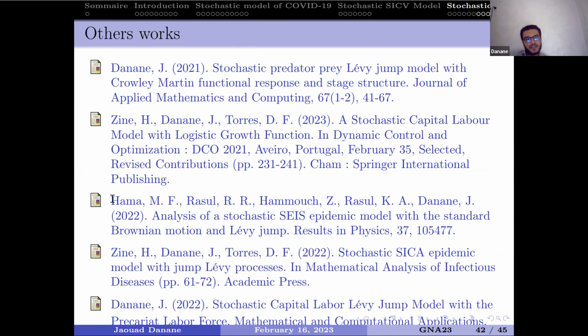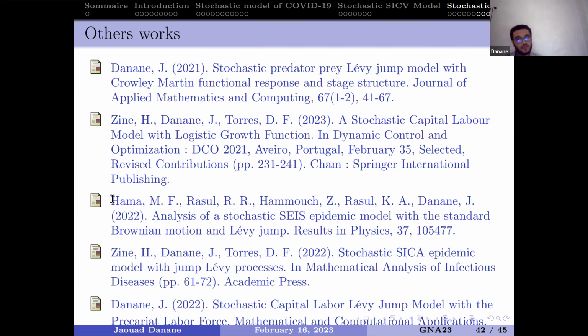And more recently, in the last years, we have published a stochastic capital-labor Lévy jump model with the precarious labor force. The precarious labor force is an important phenomenon that represents the seasonality of work, or persons in a training period who do not yet have a job qualification. How can we control these processes if we have seasonality of the job?